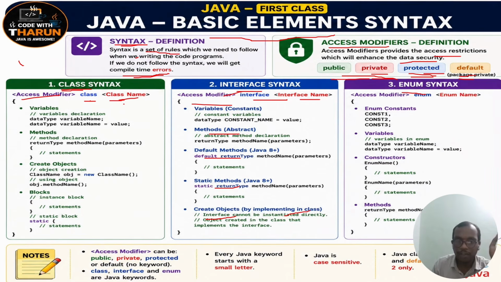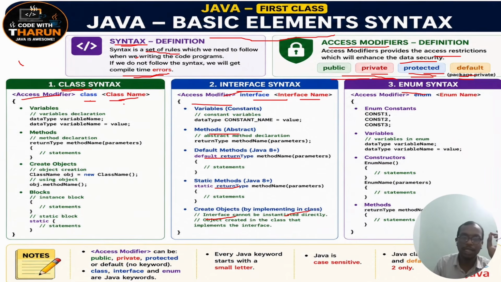This is the syntax of enum. Access modifier, enum name, open braces, close braces. Inside that, we will write enum constants, variables, constructors, and methods. Okay? Suppose another example I will take: days. Enum days. Days means Monday, Tuesday, Wednesday, Thursday, Friday, Saturday. Days are fixed. Another one, months are fixed. Directions are fixed. Traffic signals are fixed. Whenever values never change, we will use enum.